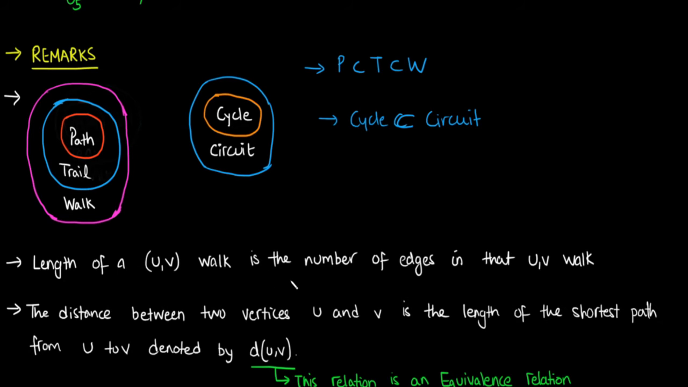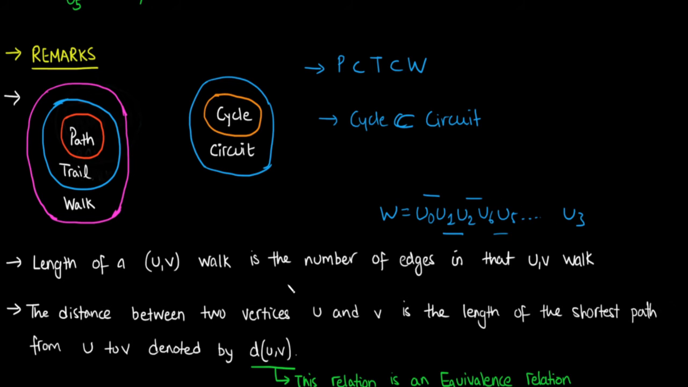Also, the length of a UV walk is the number of edges in that particular UV walk. So you write down the walk as, say, W equals U0, U1, U2, U6, U5 and so on, and say you end up at U3. U0, U1 comprises one edge, U1, U2 comprises another edge, and you keep counting them until you reach U3, and just add them all up, and that'll give you the number of edges in that particular walk.